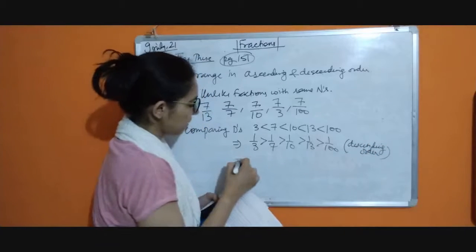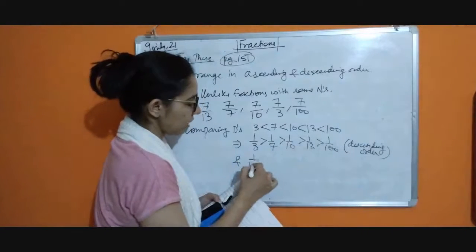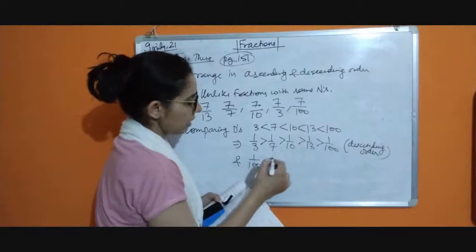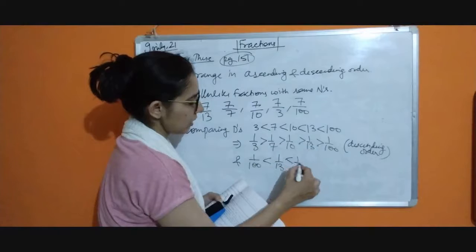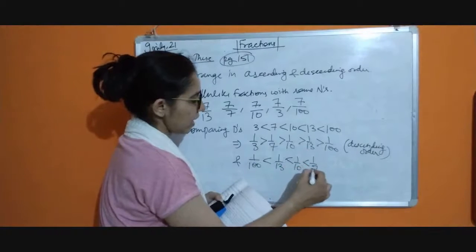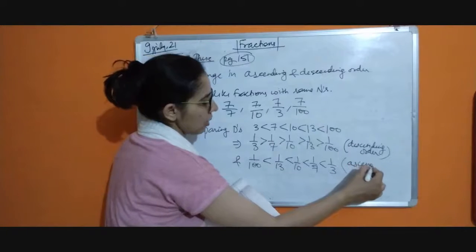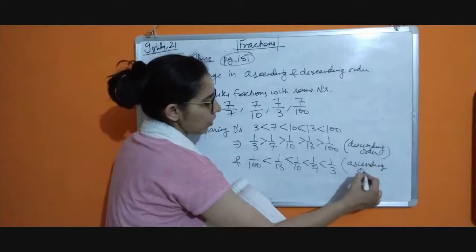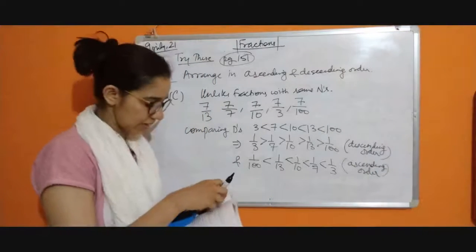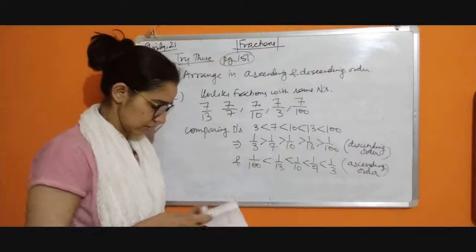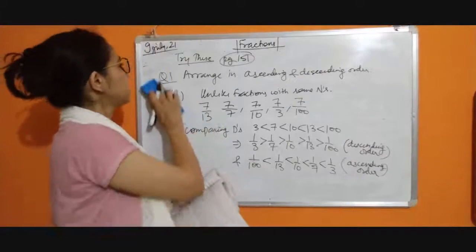If we want to write in ascending order, we will start from the right hand side. 1 by 100 I will start with. I will take care of my signs. I will write the next number, then next, and I will move to the left hand side. This is going to be my fractions in ascending order. So the third part is done. Now we will move to the exercise.